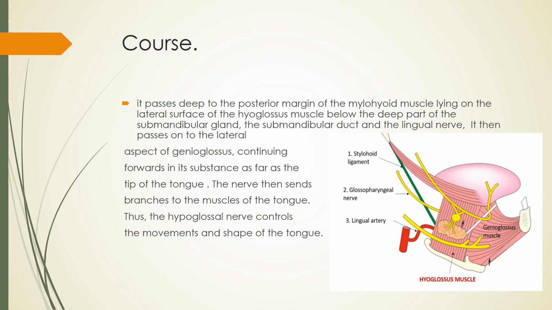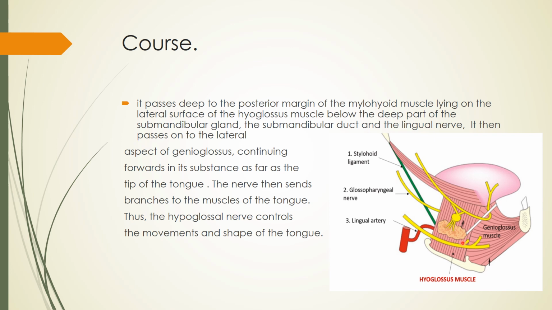Now it is related to lateral surface of the hyoglossus muscle. It is superficial to hyoglossus muscle. These are the structures which are present superficial to hyoglossus. We have just discussed lingual nerve, submandibular ganglion, deep part of the submandibular gland, and this one is hypoglossal nerve.